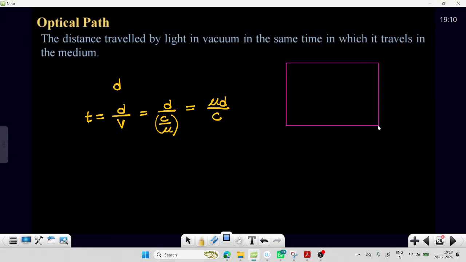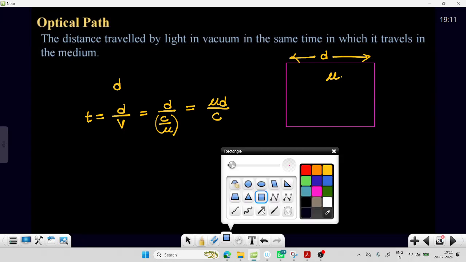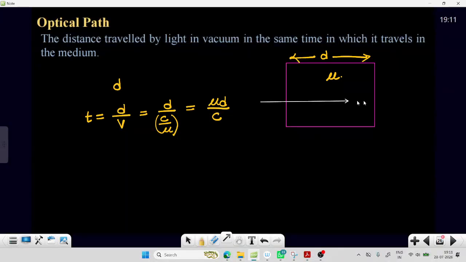So here this is some medium, and this distance is d. The refractive index is mu. Traveling from here to here, the light ray will take a time of t.